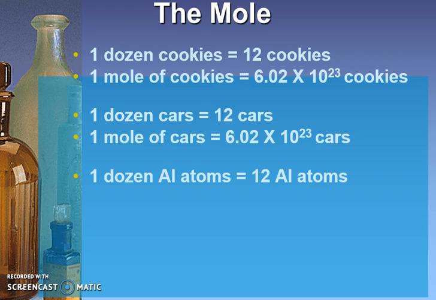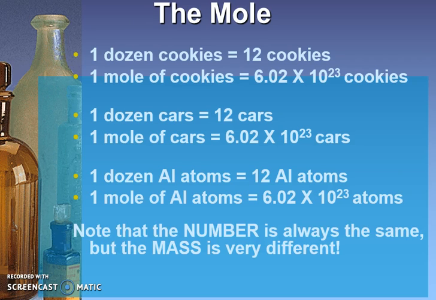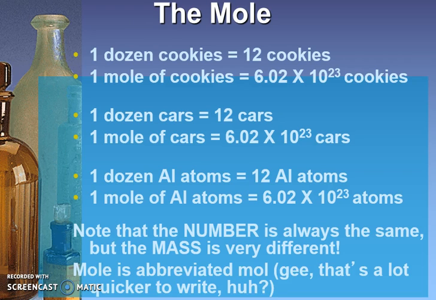So here we are, chemistry: 1 dozen aluminum atoms is 12 atoms. A mole of aluminum atoms is 6.02 times 10 to the 23rd atoms. The number may be the same, but the mass is going to be different. And we abbreviate mole just as mol, because we don't want to confuse it with the animal.